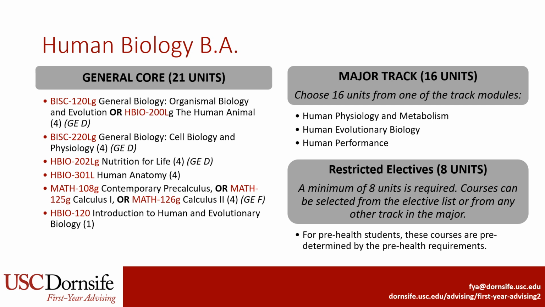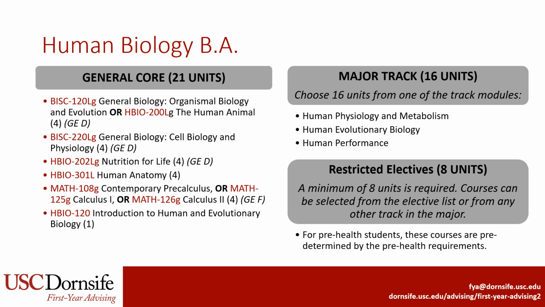The second degree in human biology is the Bachelor of Arts, or BA. This major is smaller than the BS and does not require chemistry or physics. The first part of the major, the general core, consists of 21 units. Similar to the BS, students will fulfill GE's D and F, but not E, with the core courses.